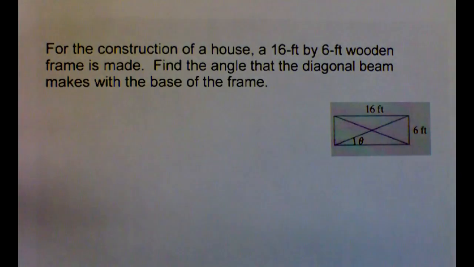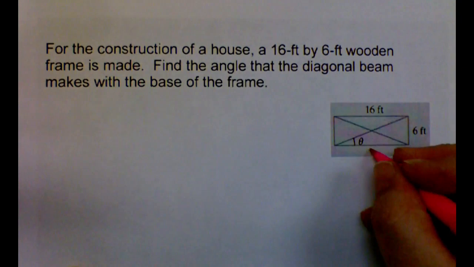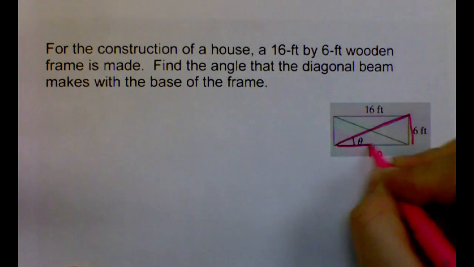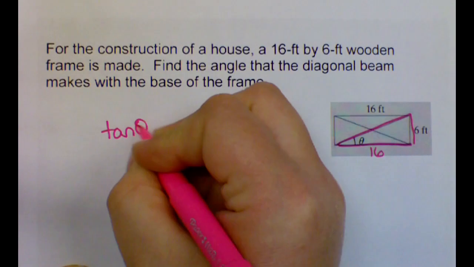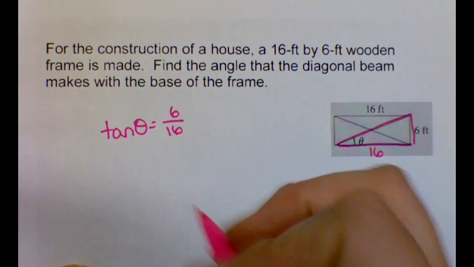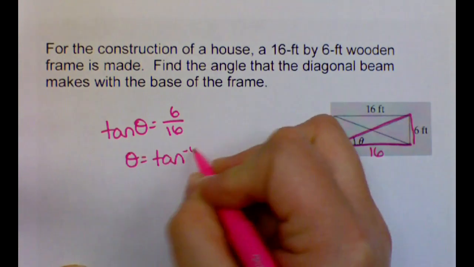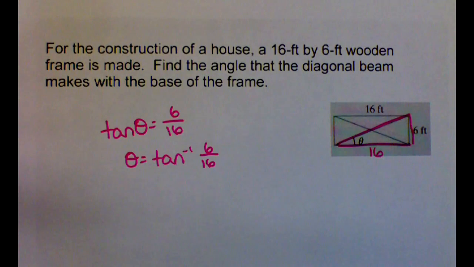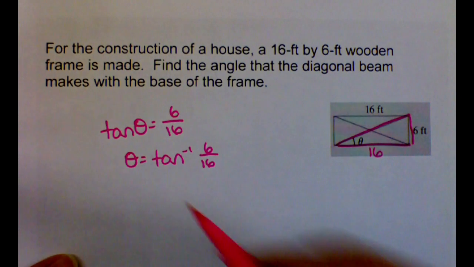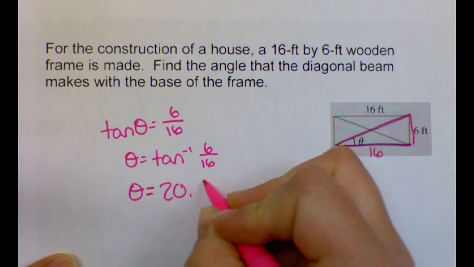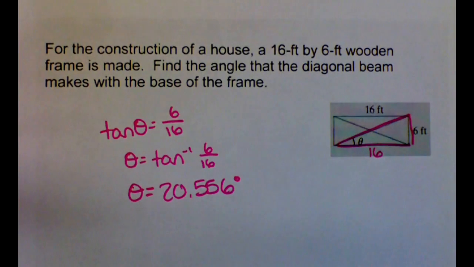And for the construction of a house, a 16-foot by 6-foot wooden frame is made. Find the angle that the diagonal beam makes with the base of the frame. And I'm giving you this picture because the wording's a little wonky. So if it's 16 at the top, it's also 16 at the bottom. And look at that, I got a triangle. I know the tangent of that angle theta is 6/16, which means that theta equals the inverse tangent of 6/16. Notice that I don't waste any time simplifying my fraction because I'm just going to type it in my calculator anyway. So theta is 20.556 degrees. All right, you're going to have an assignment out of the textbook now.